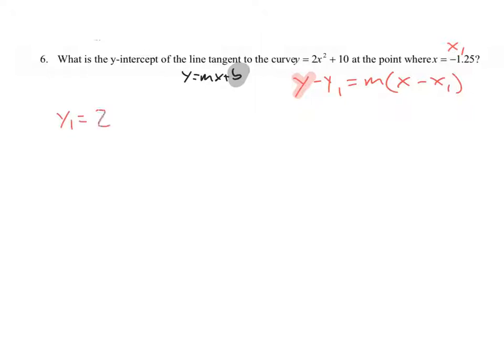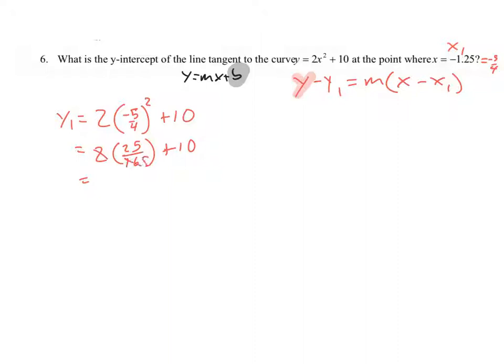would equal 2 times, what I'm going to do is write this as a fraction because I think it's going to be a little bit easier to deal with. So 1.25, that's the same thing as negative 5/4. So negative 5/4 squared plus 10. Okay, so negative 5 squared, that's going to be positive 25. 4 squared, that's going to be 16, plus 10.